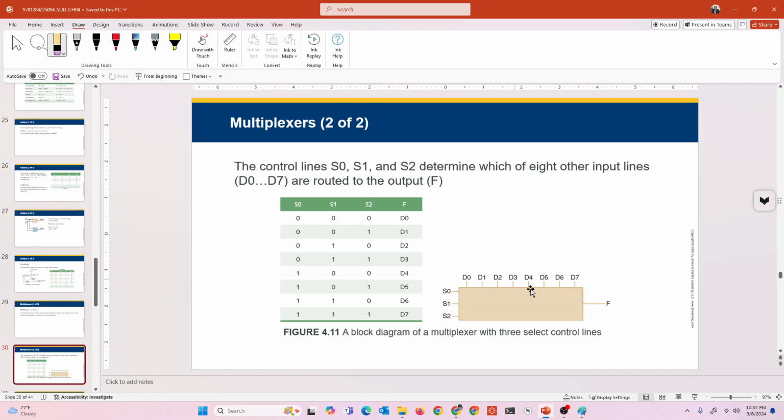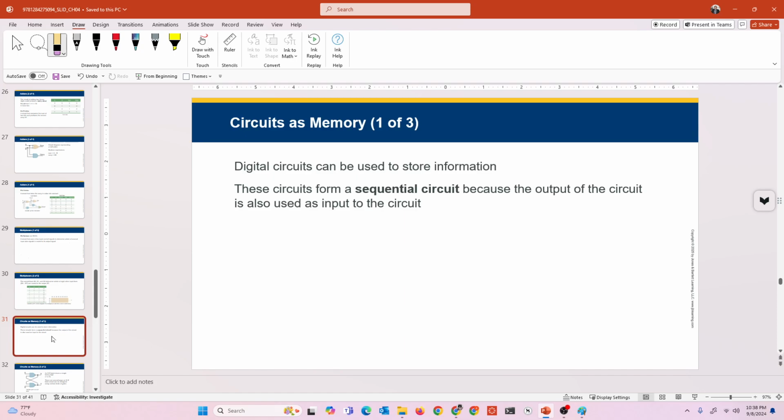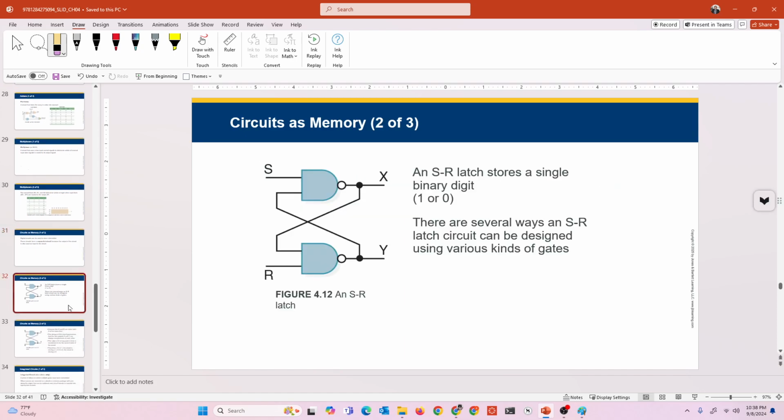Further, this is a multiplexer. As we said, control lines S0 to S1 determine which of the 8 other input lines D0 are routed to the output. Just like we explained, it's just a different wording. This circuit can be used to store information. Circuit as memory. This is how memory looks. Watch this, it's really cool.